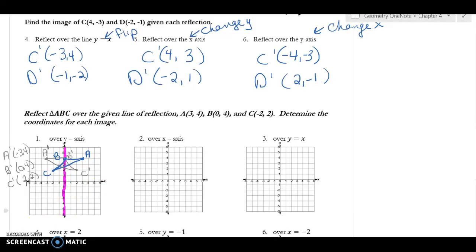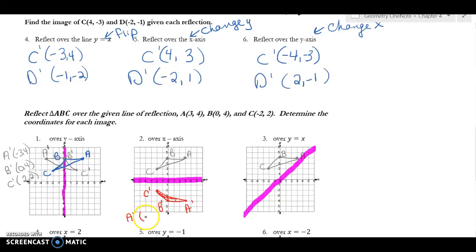Okay, so reflected over the x-axis, C is 2 away, B is 4 away, and A is 4 away also. And so there is your triangle. So A prime is at 3, -4. B prime is at 0, -4. And C prime is at -2, -2.